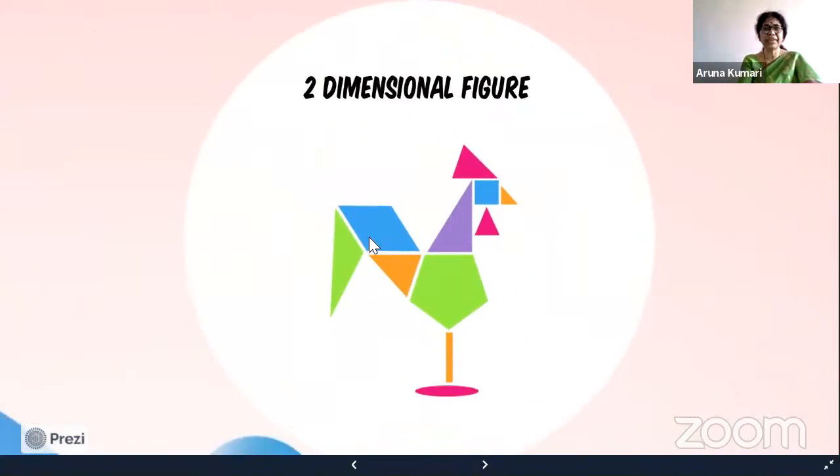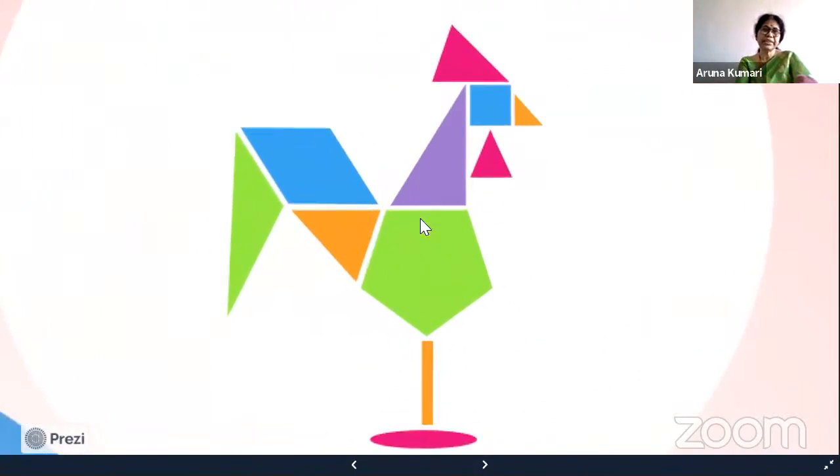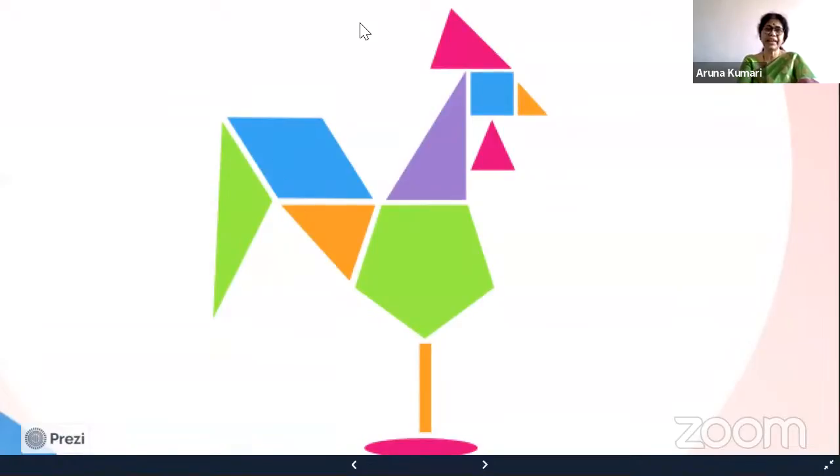See, two-dimensional figure. Actually, this is just a figure. In this figure, there are so many different figures, all are two-dimensional figures. This is a circle. This is a circle. Whereas this is a rectangle. See how it is: 1, 2, 3, 4, 5. It is a pentagon. Here 1, 2, 3, triangle. Here 1, 2, 3, 4.